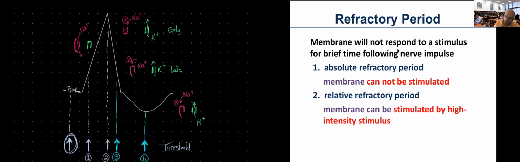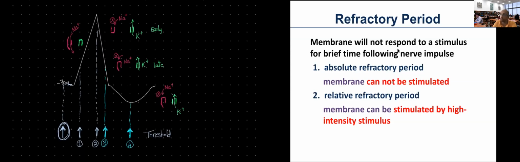So which one now do you think I will be responding to? Would I be responding to stimulus number 1 if it was a threshold stimulus? Yes or no? I'm dealing with this threshold stimulus. Would I respond to stimulus number 1? So again, how do you respond? You open sodium channels. And what actually is the state of my sodium channels at this point?